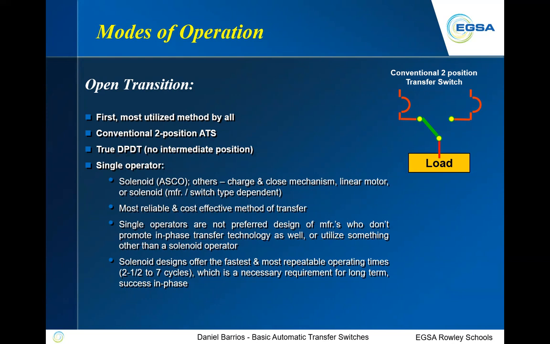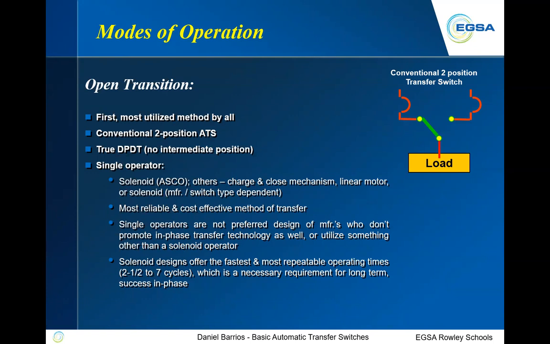When that utility comes back, there is a timer typically set for 15 to 30 minutes to be sure the utility is back properly, and it will retransfer back to the normal source automatically. As you see down at the bottom, the smaller switches are made all the way down to 30 amps, and they go all the way up to 4,000 amps with many of the manufacturers.